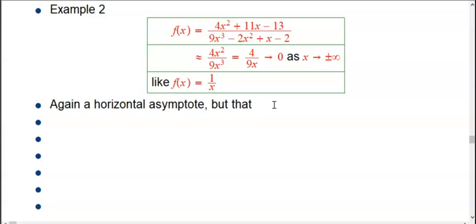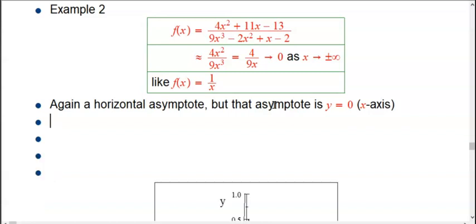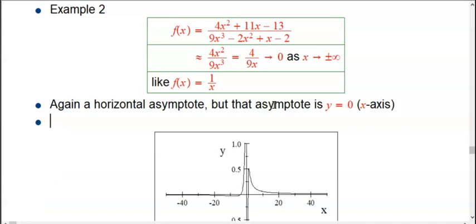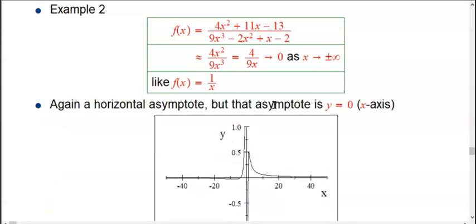But that asymptote is special. It's y equals 0. It's the x-axis. That's really nice to know. Very, very often, it's an incredibly nice thing to know that when you go left or right on a function, it basically dies. Just goes to 0.